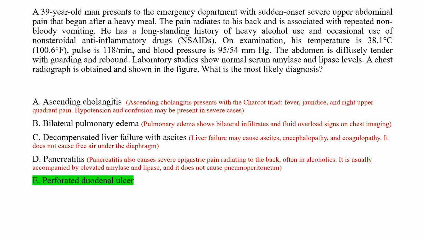And option D is incorrect because pancreatitis also causes severe epigastric pain radiating to the back, often in alcoholics. However, it is usually accompanied by elevated amylase and lipase, and it does not cause pneumoperitoneum.